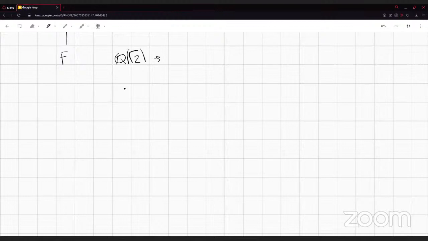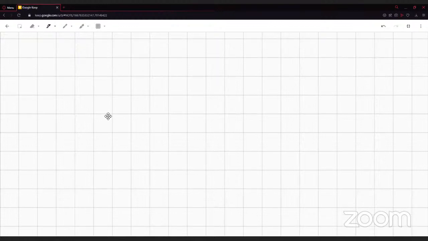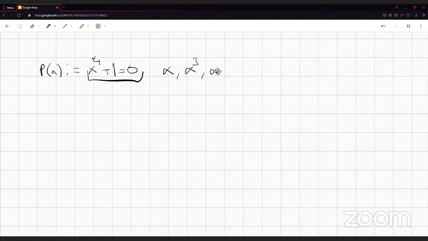We will now use these in an example. Let's have a polynomial p of x such that x to the fourth plus 1 is equal to 0. The roots of the polynomial are alpha, alpha to the third, alpha to the fifth, and alpha to the seventh, where alpha is e to the pi i over 4, which is equal to 1 over 2 times root 2 plus i times root 2.